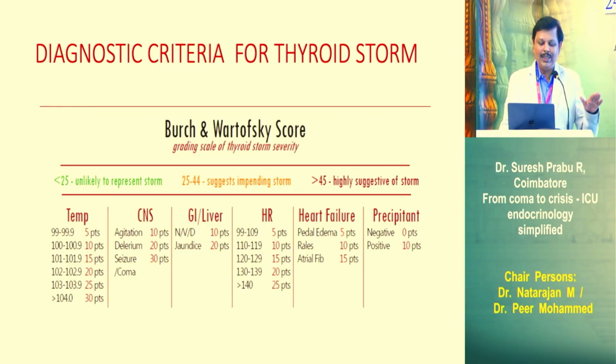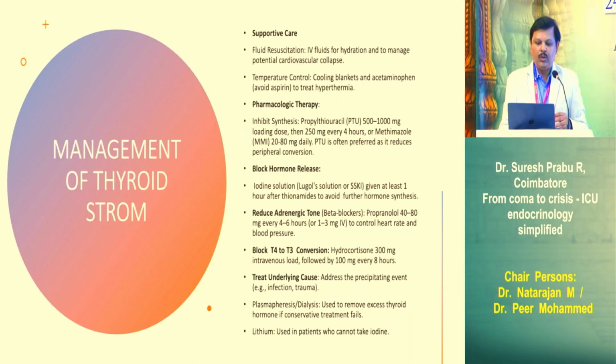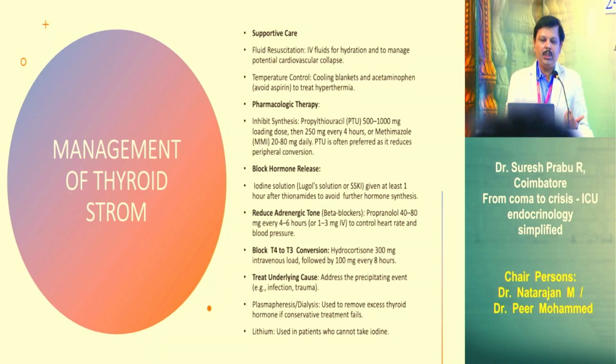So as I mentioned, it is a clinical diagnosis. The Burch-Wartofsky score is used. Six parameters are used: temperature, CNS, GI, heart rate, heart failure, and precipitating factor. Any value less than 25 unlikely represents a storm, and anything more than 45 is highly suggestive of storm. So treatment starts with supportive measures, temperature control and fluid resuscitation, and then PTU is the drug of choice because it prevents the conversion of T4 to T3 in the periphery, and we should give a loading dose of almost 500 milligrams followed by 250 milligrams every 4 hours.